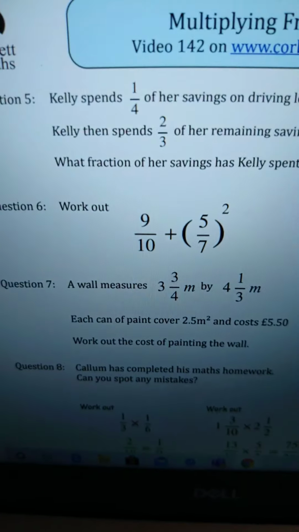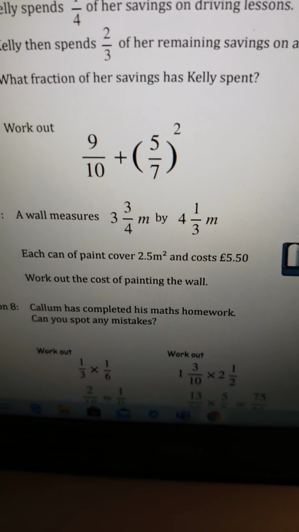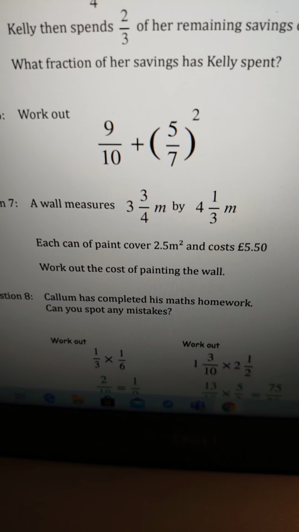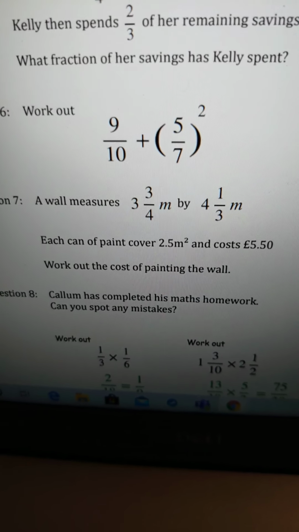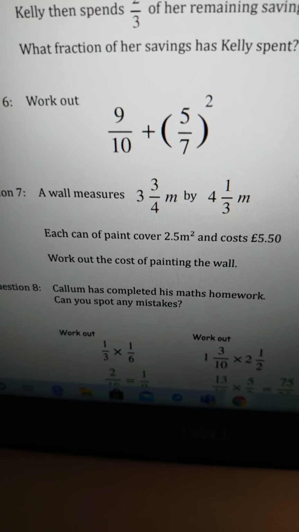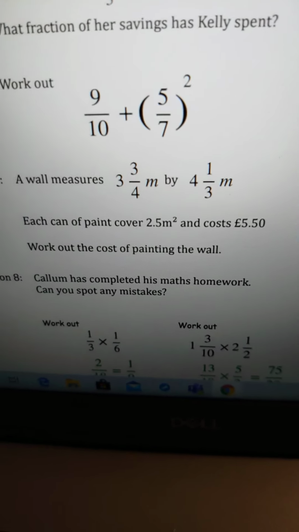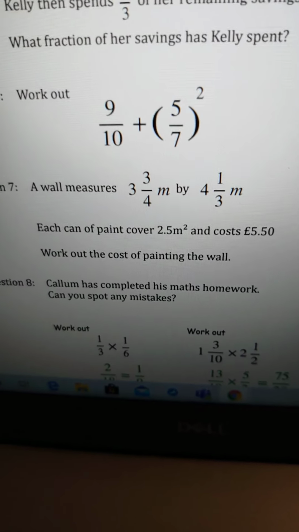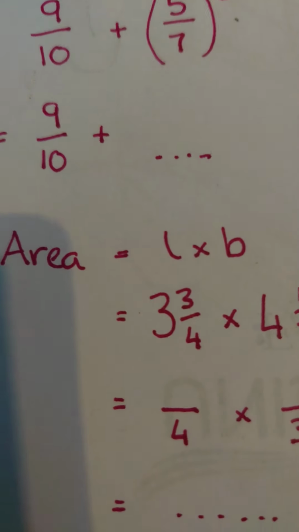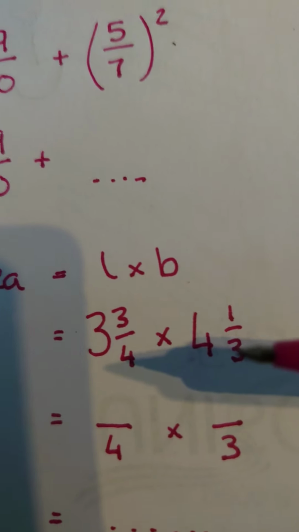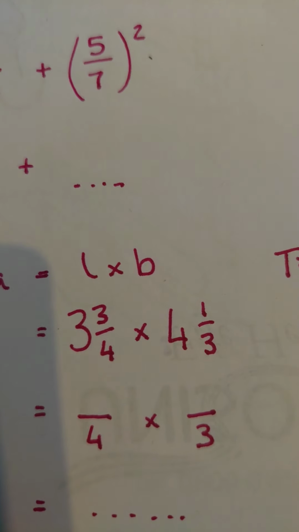And then for question number 7, we've got a wall that measures 3 3/4 metres by 4 1/3 metres. Each tin of paint covers 2.5 metres squared and costs £5.50. Work out the cost of painting the wall. So the first thing we need to know is how much wall we've got. We need to know the area of the wall. To calculate area, it's a rectangular wall, so we'll do length times breadth. We'll do its length of 3 3/4 multiplied by 4 1/3.